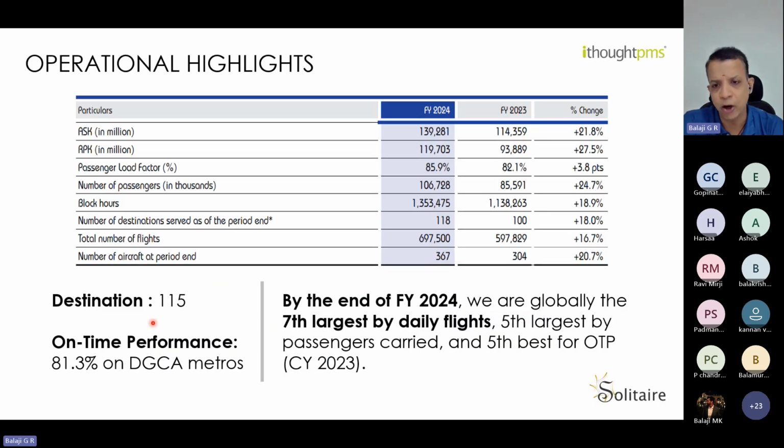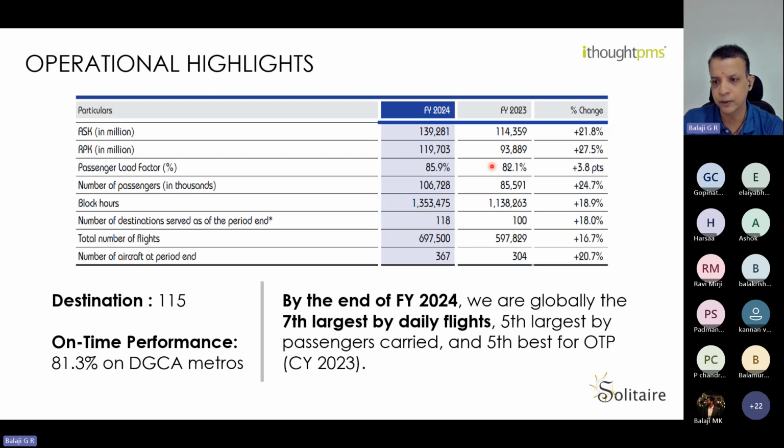Now, let's see the operational highlights, what Indigo has achieved in the last 1 year, which gives you how operating variables have been growing. If you look at ASK, which is the capacity, it has grown 21%, passengers 27%. So clearly, this has gone up. That led to the passenger load factor moving from 82 to 85.